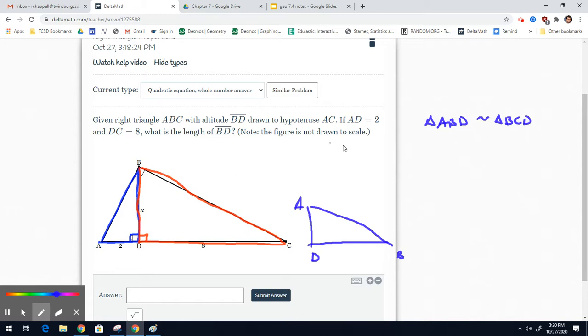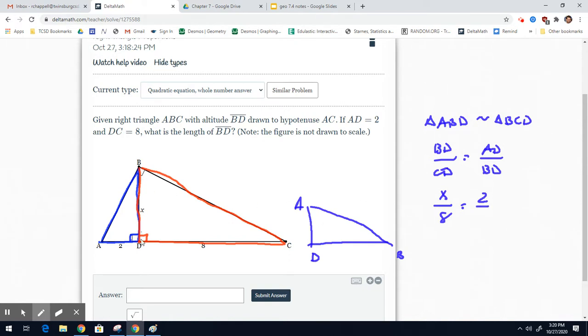So I want to find X. So X is BD. That's the small triangle first. So BD in the small triangle corresponds to CD in the medium triangle. And then what other side do I know in the small triangle? I know AD. And AD in the small triangle corresponds to BD in the medium triangle. So we have X over CD, and CD is 8, equals AD, which is 2, over BD, which is X again.